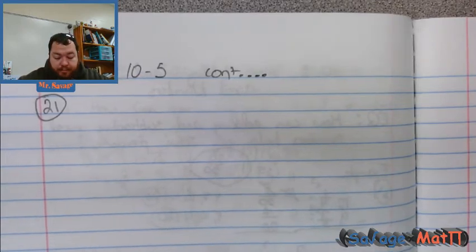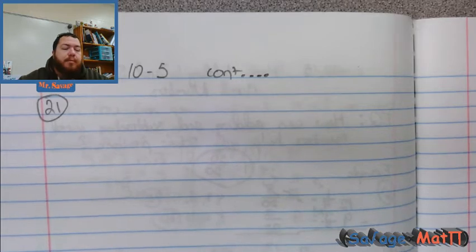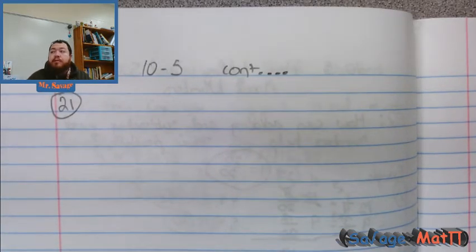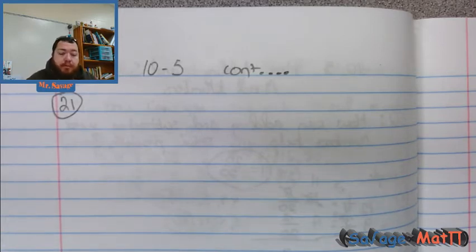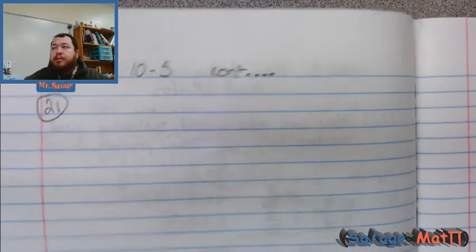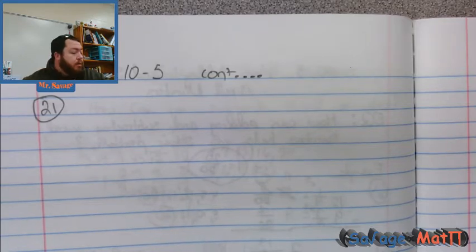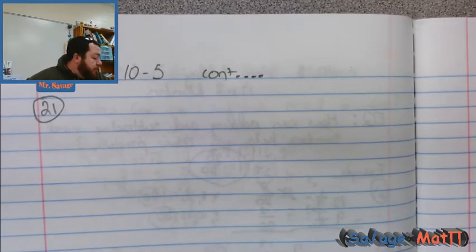So let's go ahead. I would like to go over two numbers with you guys. I'm going to go over number 21 and 22. You guys have 23 to 32 assigned to yourselves. I just want to give you guys a quick refresher and a couple things to think about, because I did notice a lot of you guys were making the same mistakes on Friday. So let's go ahead with number 21.